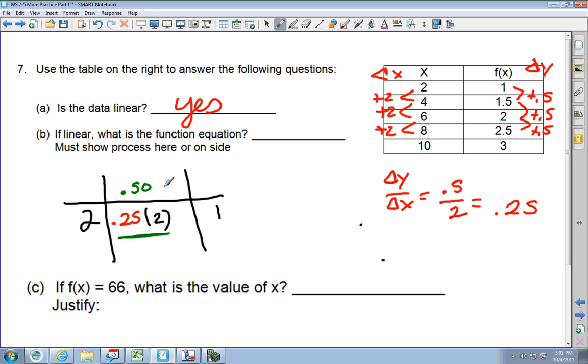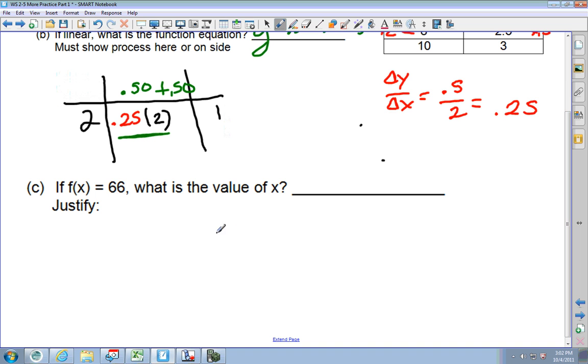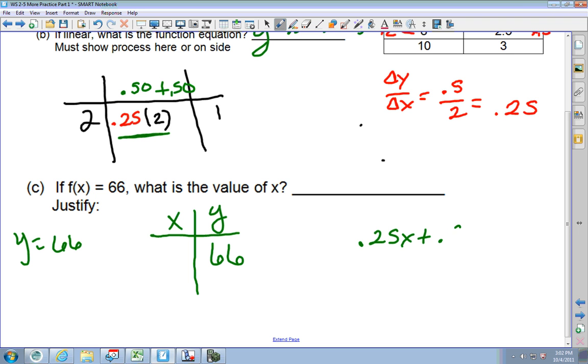It's 50 cents. What do you have to add to it to get to $1? Well, you've got to add 50 cents. So my equation is y equals 0.25x plus 0.5. Now, if f of x equals 66, what is the value of x? Well, f of x means y equals 66. So one way you can do it is 0.25x plus 0.5 equals 66 and solve for x.